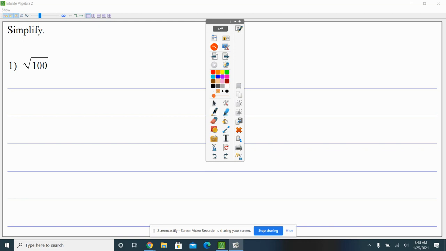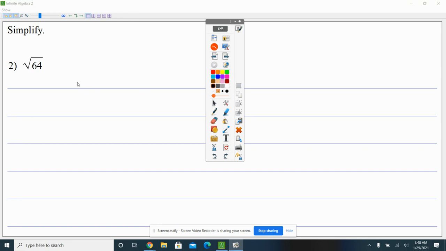A square root is asking you what times what will give me the 100, and we know that the square root of 100 is 10 because 10 times 10. Square root is an implied 2. You know there's a 2 even though it's not there, and 2 tens when multiplied gives you 100. So we call that a perfect square.